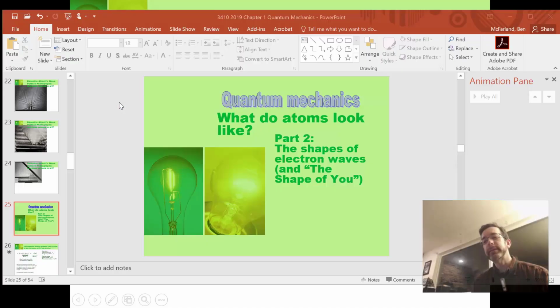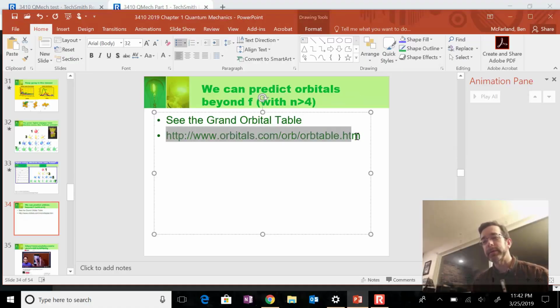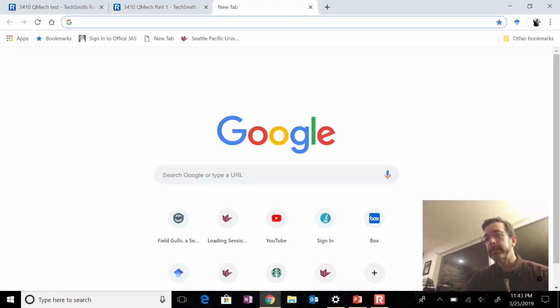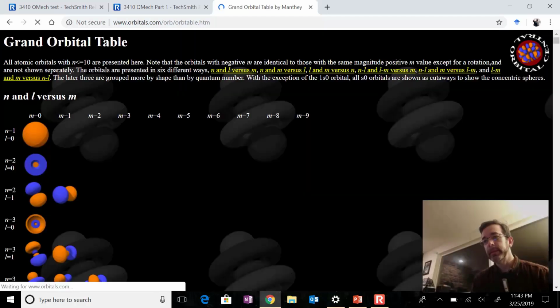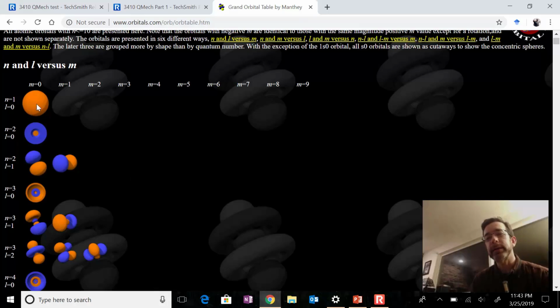So if we really can do the math, we have to do a little more work to actually do the 3D math to work out exactly what they look like. But I can show you where somebody has done that math and what it looks like. This is called the grand orbital table. If you look at this right here, you can see it has the different quantum numbers, and it has the number of possibilities at each level.